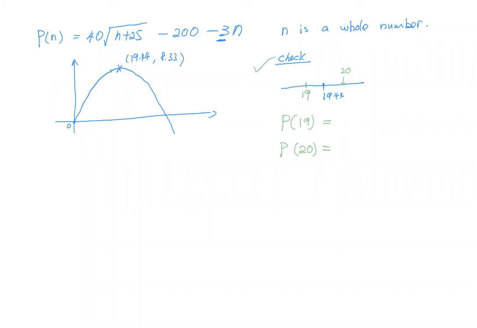Can you please check? You quit from the graph, you do alpha trace. Then you go to your Y1, then you just key in 19. So you get here 8.32998. Then you change to 20. You get 8.32815. So which one is bigger?